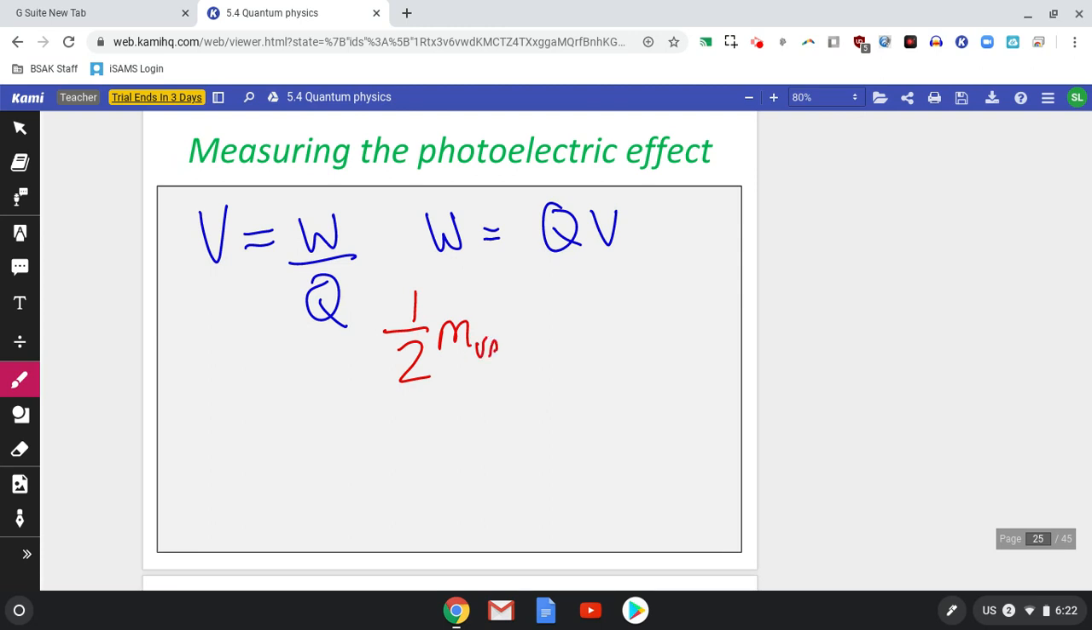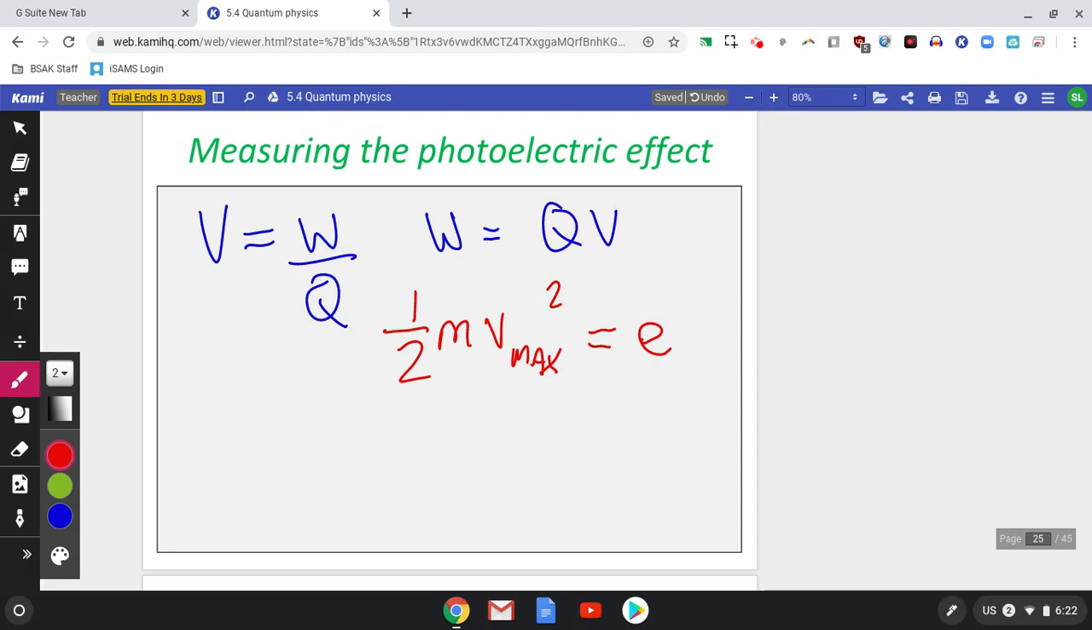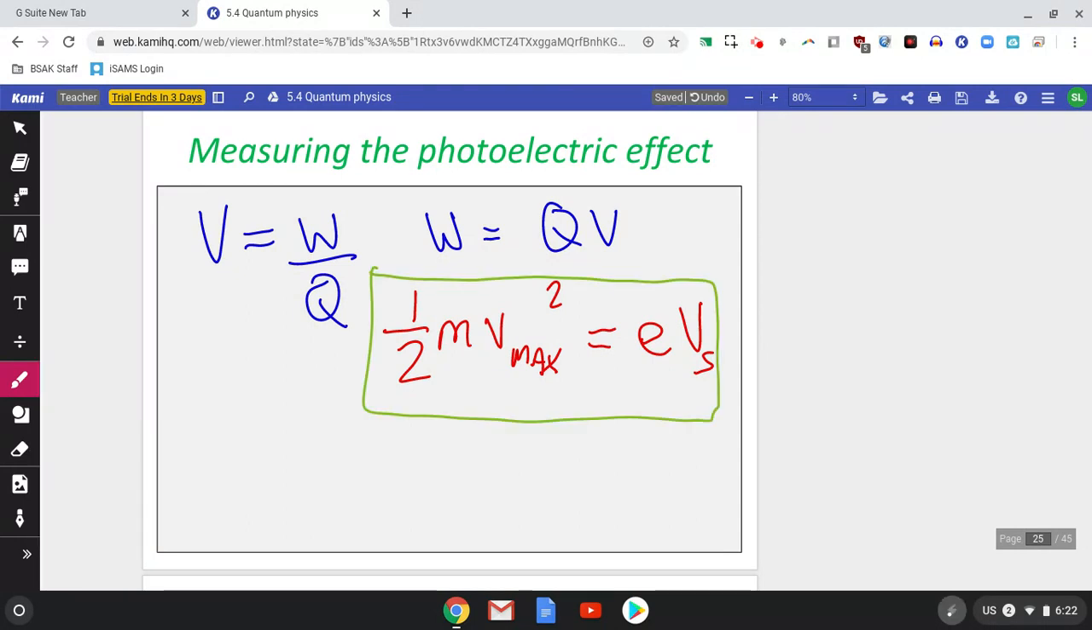So this amount of work done is the kinetic energy of the fastest electrons. Now that's equal to the charge on an electron, which is e, multiplied by that voltage, which we call the stopping potential, V subscript S. So there we have it, a very, very important relationship, because that enables us to measure the exact kinetic energy of the fastest electrons by just measuring that value of stopping potential.